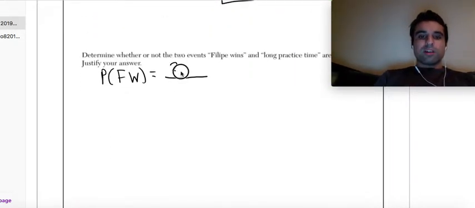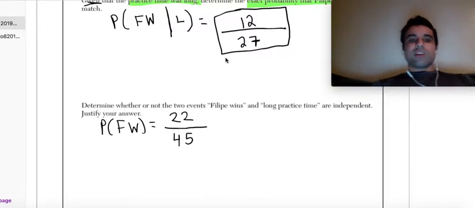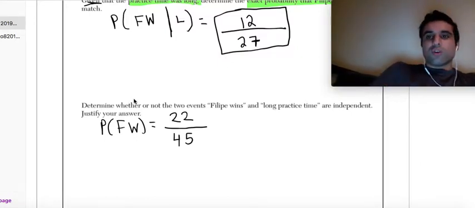But remember, we're not done there. Now let's find out if the two probabilities are equal: Felipe winning given long practice time, and just the overall probability of Felipe winning.